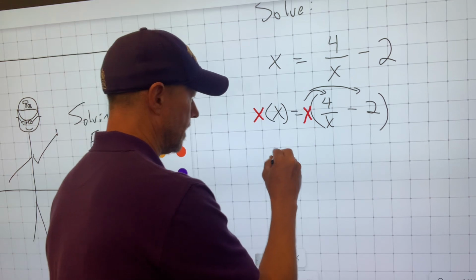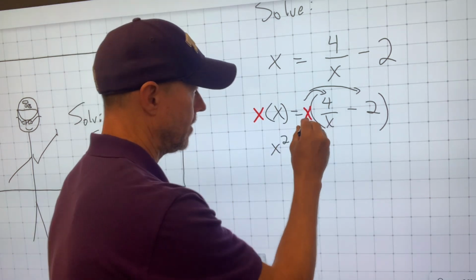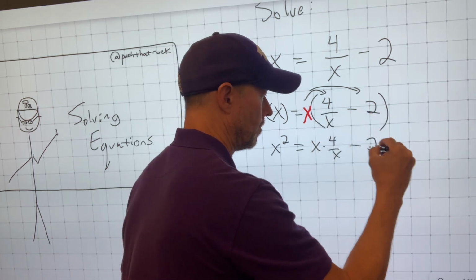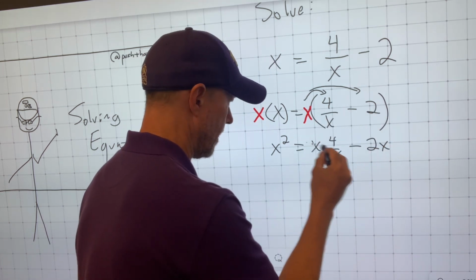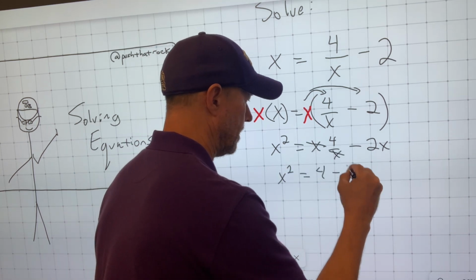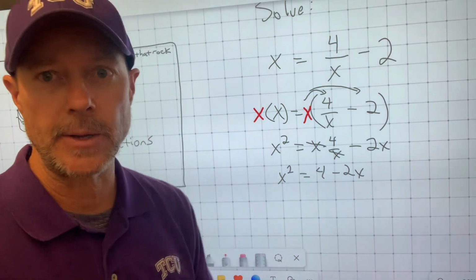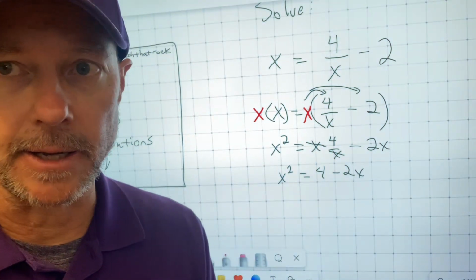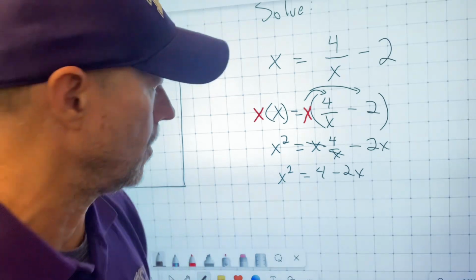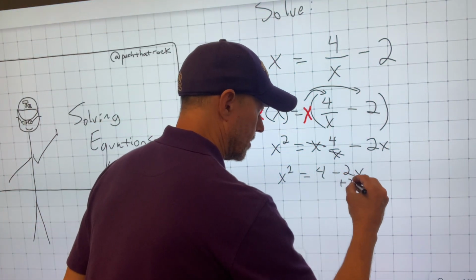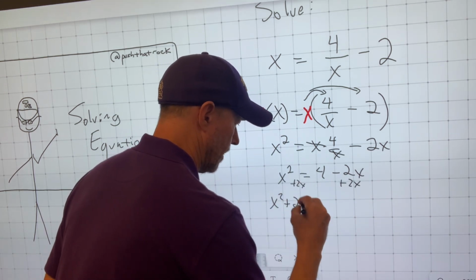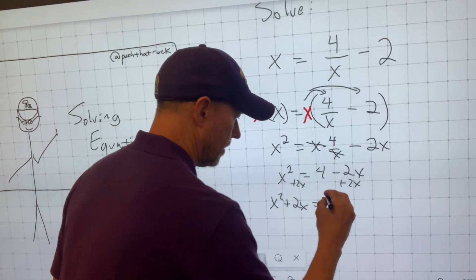So over here we get x squared. Over here we get x times 4 over x minus x times 2. Well, here we have some reduction. And so now we have x squared is equal to 4 minus 2x. Now this x squared means we have a quadratic equation. And our strategy for solving quadratic equations is to set it equal to 0. So I'm going to add the 2x to both sides. That's going to give me x squared plus 2x, because I can't add those, they're dissimilar, equals 4.